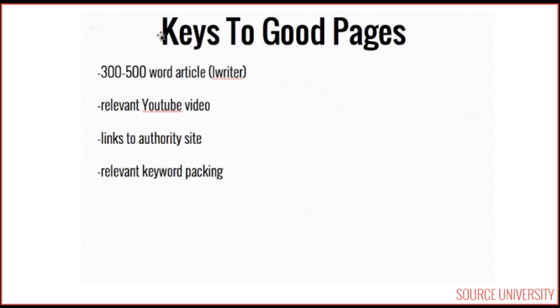So what we want to put on every single page is 300 to 500 word articles. And you can get them from iWriter. I'll even show you the site here in a second. You want to put a relevant YouTube video on the page. You want to put links to an authority site, for example Wikipedia. Just link out to a page about, if your site's about blood pressure, link out to a Wikipedia page about blood pressure. And then relevant keyword packing. Let me show you what this means.